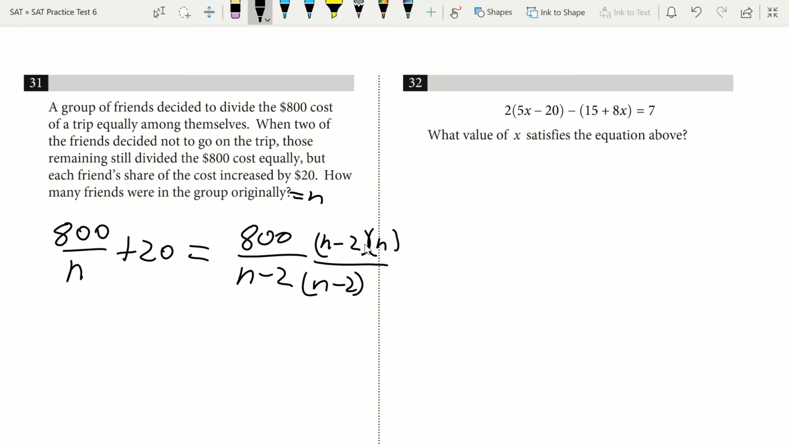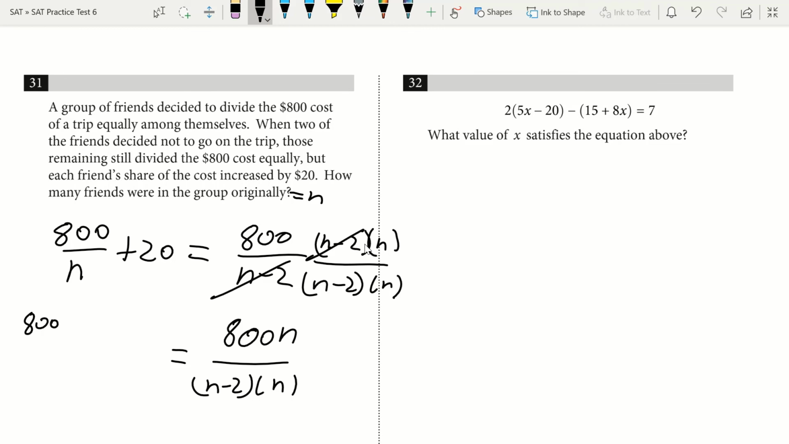n minus 2 times n. When I do that, I see that my n minus 2 here is going to cancel, and then I have 800n. And that's going to be all over n minus 2 times n, right? And that's going to equal that 800n. I see that when I multiply that, my n is going to cancel. So I'm going to have 800 times, and all of them are going to have this common denominator, so I'm just going to get rid of it. It's there, but it'll simplify out later. So just to make it easier, I'm going to go ahead and get rid of it.